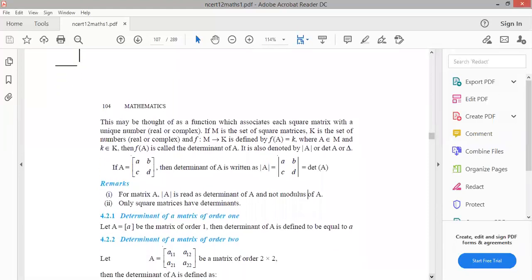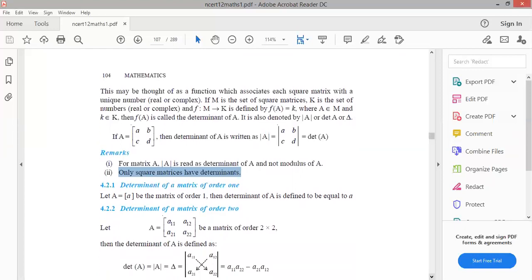One point that's important that I would like to highlight once again is that only square matrices have determinants. Non-square matrices do not possess determinants. So the first point is, if we have a square matrix of order 1, what is its determinant? Its determinant is equal to the value of the element itself.